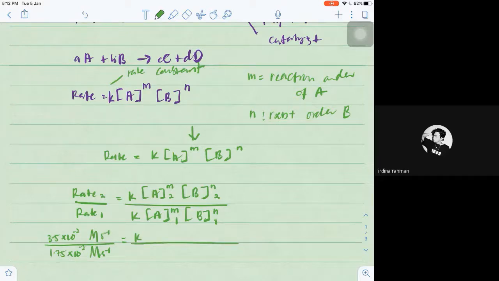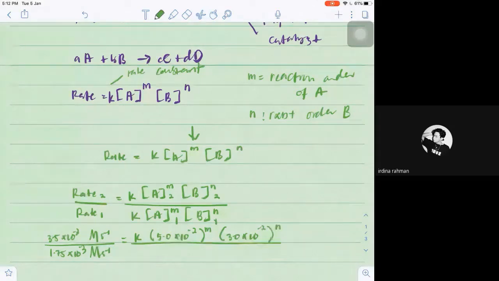But we know the concentration of A in experiment 2. The concentration of A in experiment 2 is 5 exponent negative 2. The rate is negative 3, power of m that we don't know. Then the concentration of B in experiment 2 is 3.0 exponent negative 2 power of n.